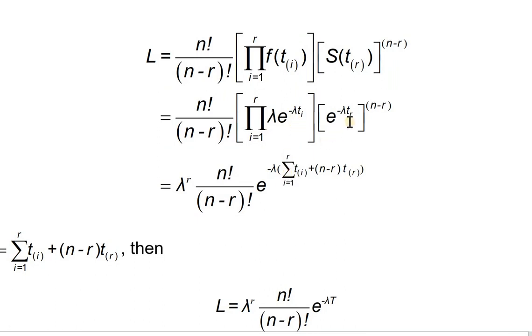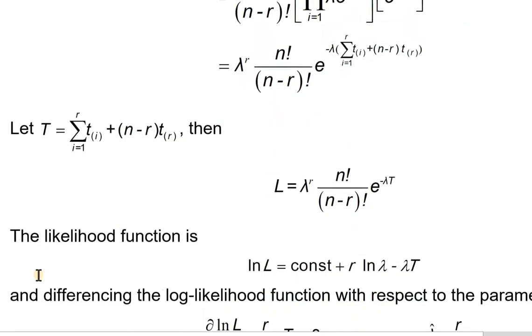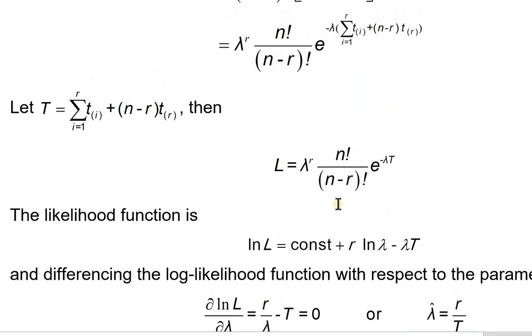So this is the first part, and then the second part. The power is n minus r, so it will become n minus r times t_r, because we want to simplify. So the exponent here is only taken one time. And then we substitute the time here as the capital T. So the total time is capital T, and then we obtain the equation here: lambda T, where T represents the total time.